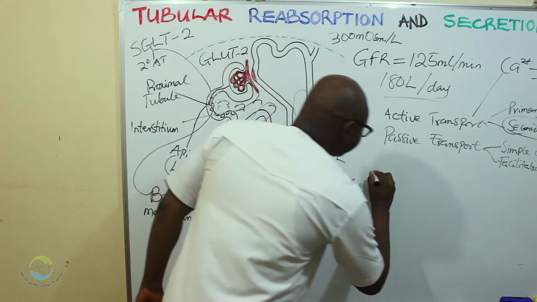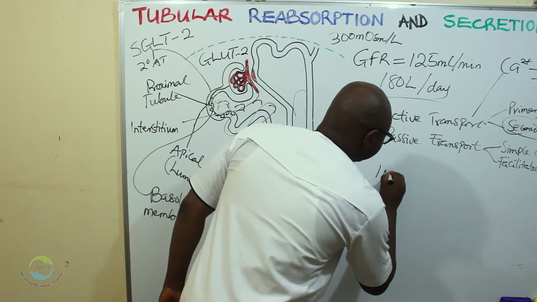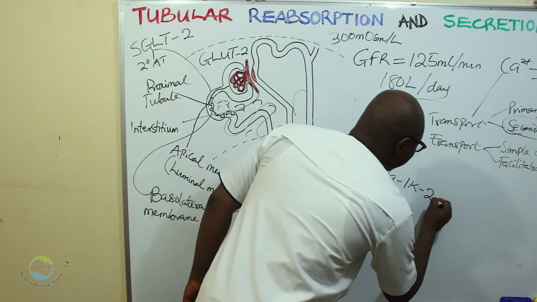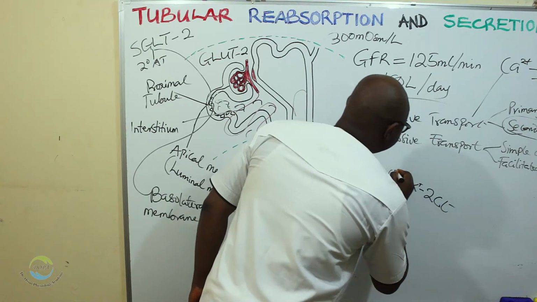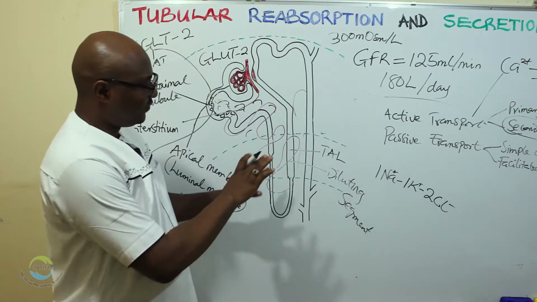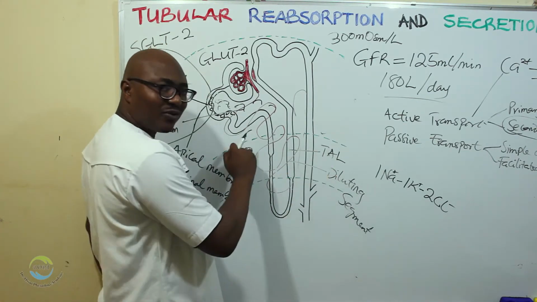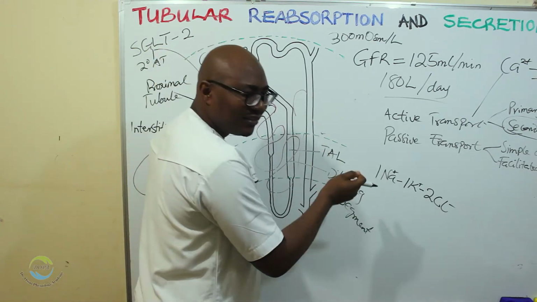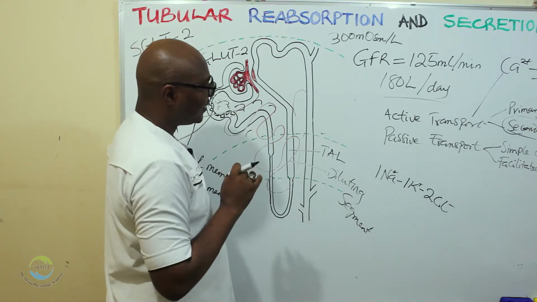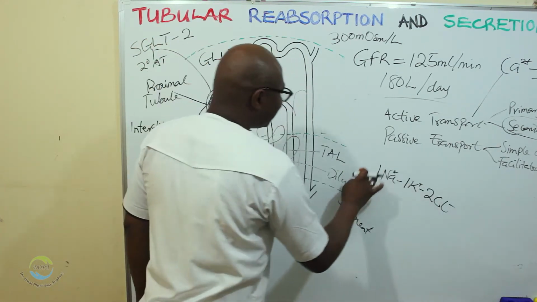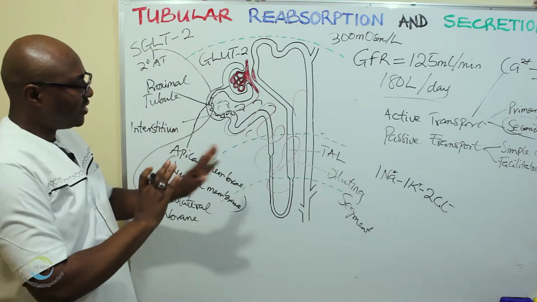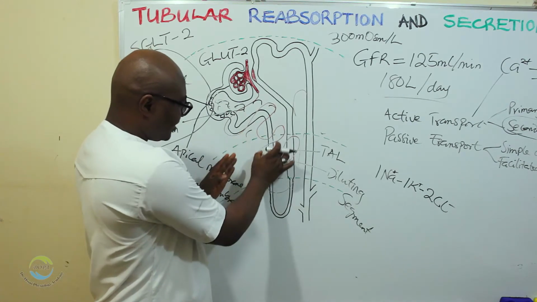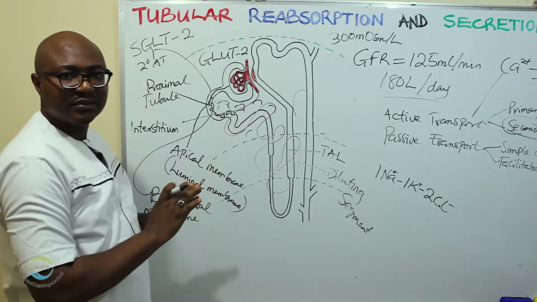It is called the 1 sodium, 1 potassium, and 2 chloride transporter. Very funny transporter. It transports 1 molecule of sodium, 1 molecule of potassium, and 2 molecules of chloride. So that's the name of the transporter that transports sodium. We are focusing on sodium. Transports sodium and chloride inside. Okay? So we are done with the loop of Henle.